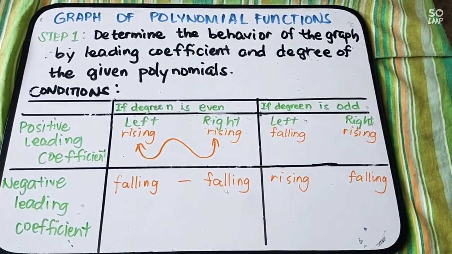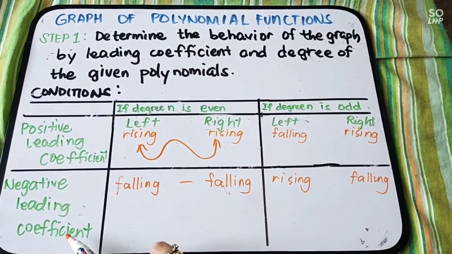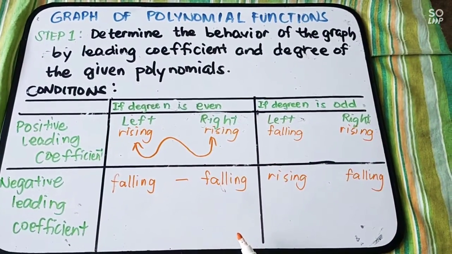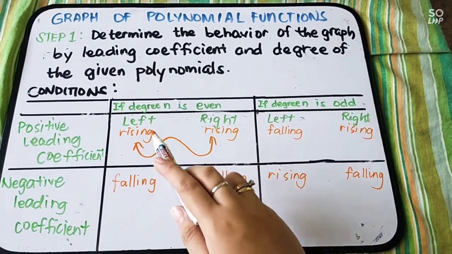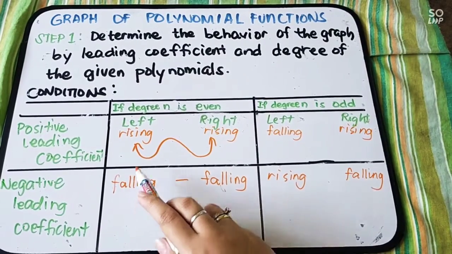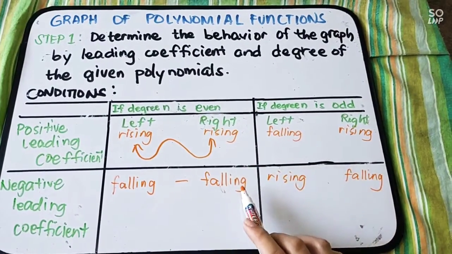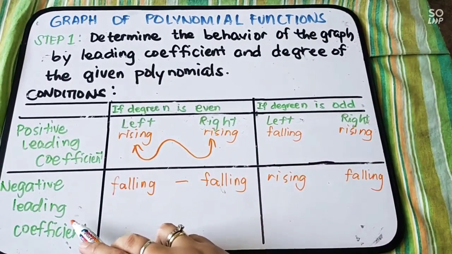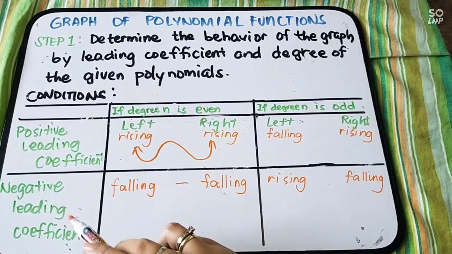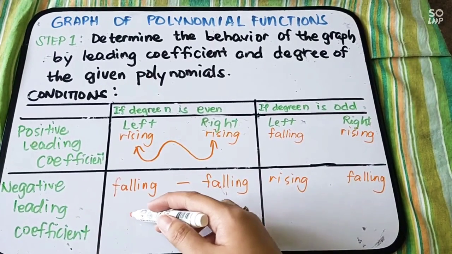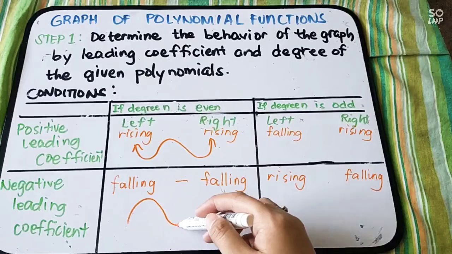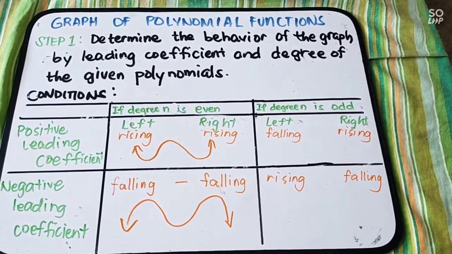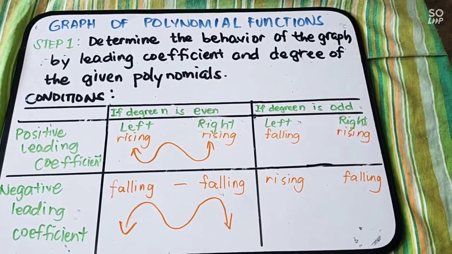Next, what if the leading coefficient is negative and the degree is even? If that is the case, the graph is falling to the left and it is also falling to the right. So, how's the graph? The graph is expected to look just like this one. That is our second condition.